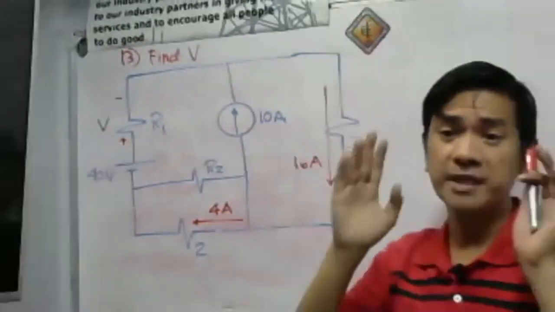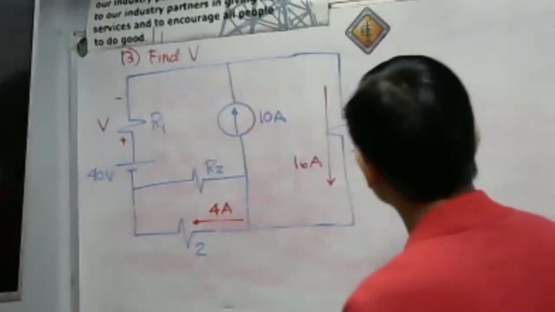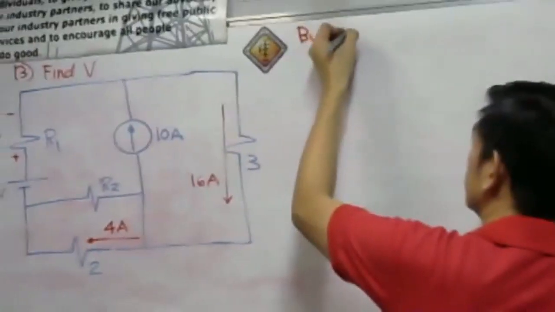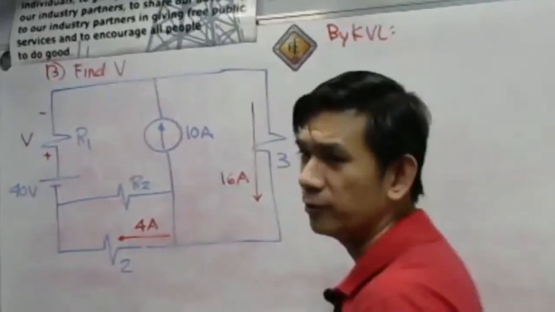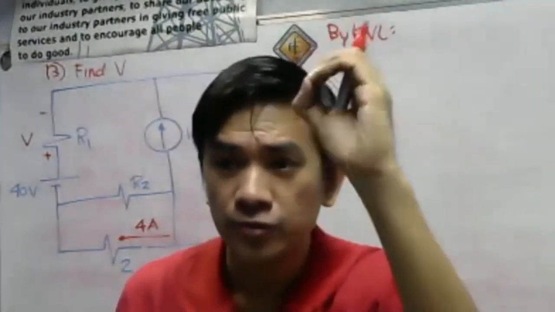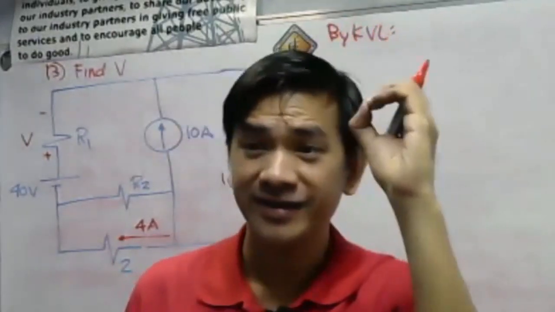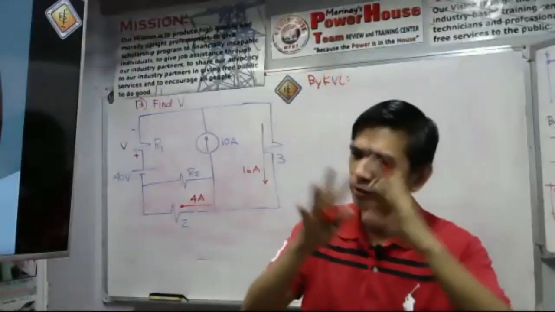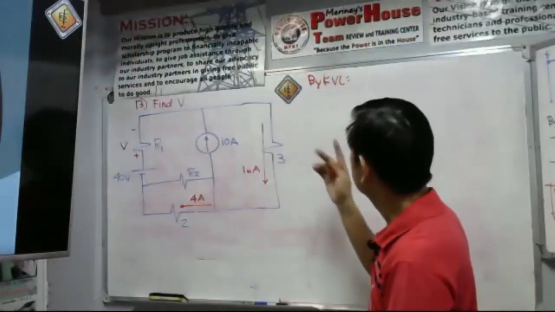We will just solve this by Kirchhoff's voltage law. Again, what is Kirchhoff's voltage law? The summation of voltages around any loop is equal to 0.